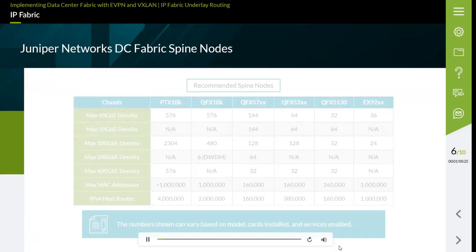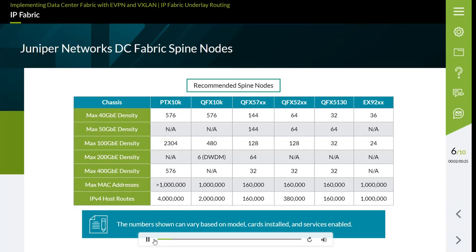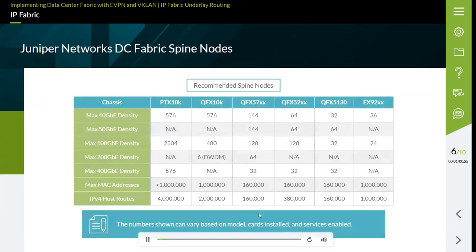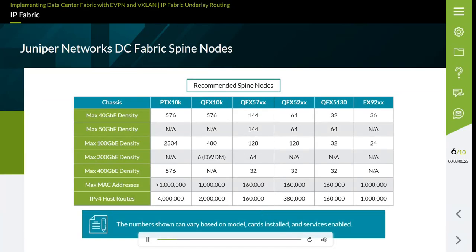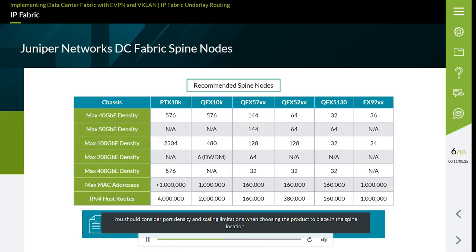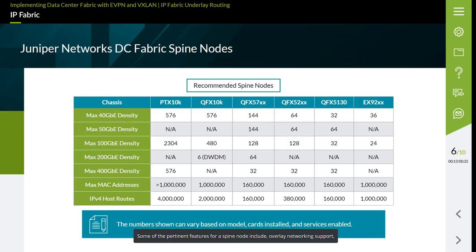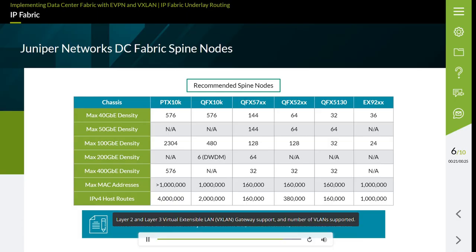The table displays some of the recommended Juniper Networks products that can act as spine nodes. You should consider port density and scaling limitations when choosing the product to place in the spine location. Some of the pertinent features for a spine node include overlay networking support, Layer 2 and Layer 3 virtual extensible LAN or VXLAN gateway support, and number of VLANs supported.